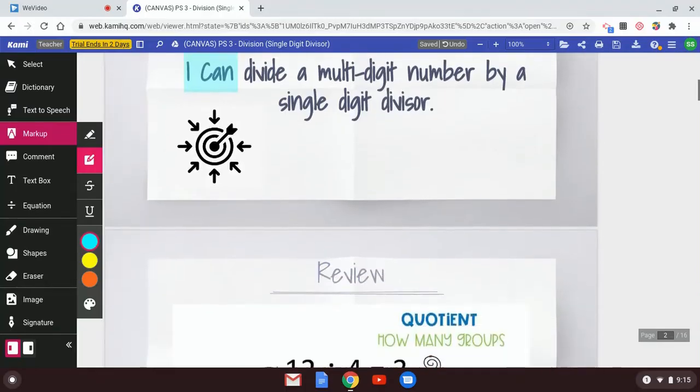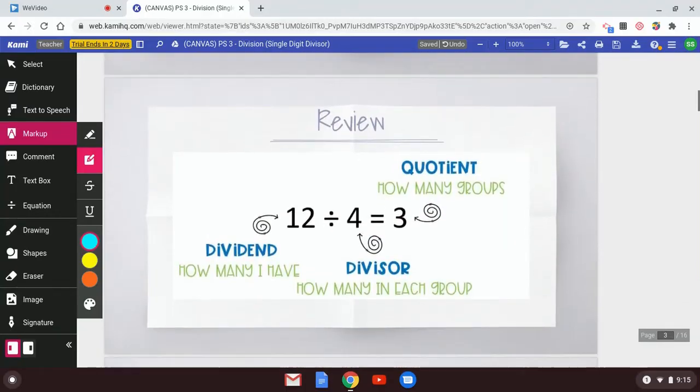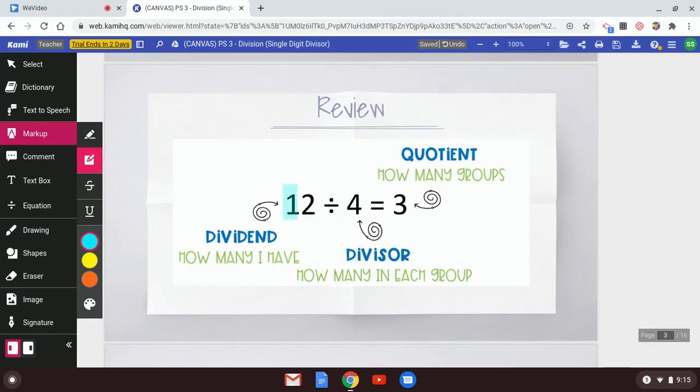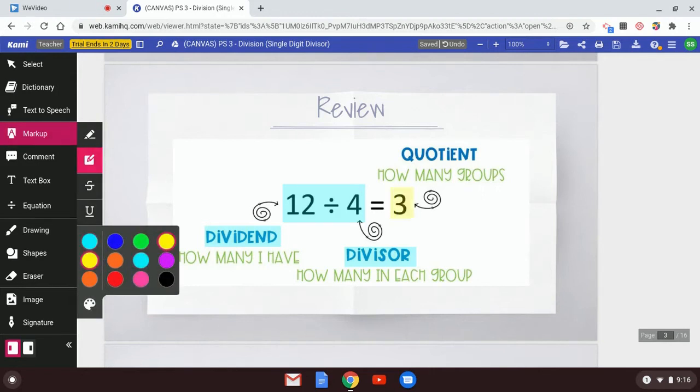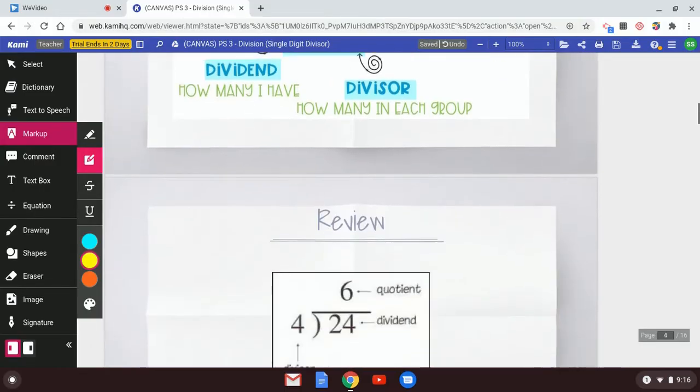So let's talk about some vocabulary that you're going to see. We might see our division problem written like this, 12 divided by 4. The first number that's listed is called the dividend, or how many I have. The second number is called the divisor, or how many groups I'm going to split up what I have. And then once we do our division, we get our answer, or our quotient, or how many groups we would end up with.